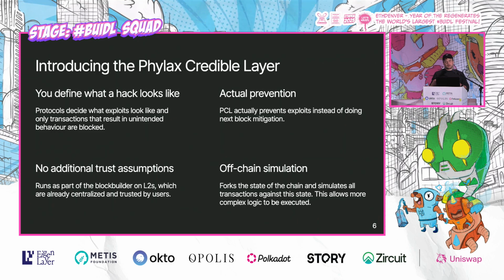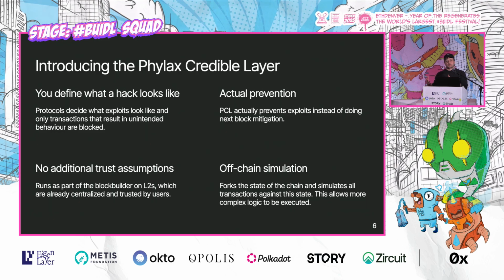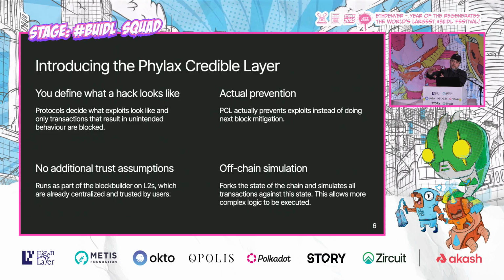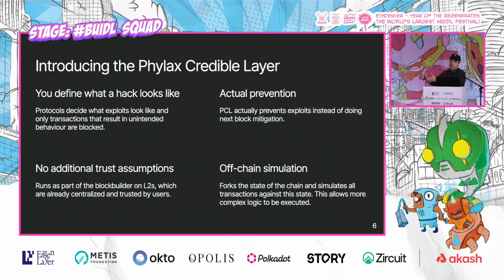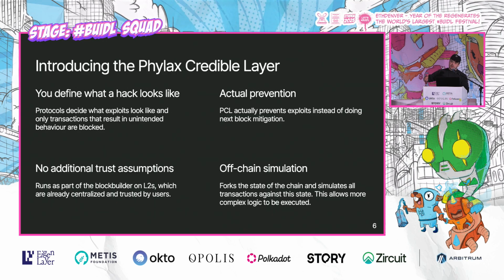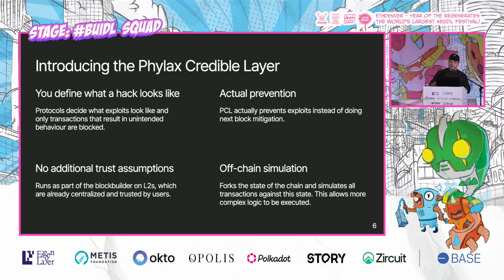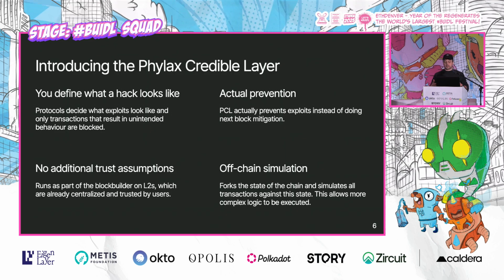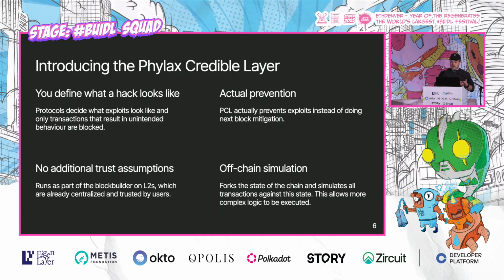And we do simulate all transactions. So how it works is we take all the transactions that will go into the next block. Then off-chain, we simulate all the transactions. Then we compare the state after all these transactions and see if any of the transactions would get your smart contract into a state that you do not want. And if that is the case, we ignore the transaction that would lead to this state. So this is basically how we do hack prevention.